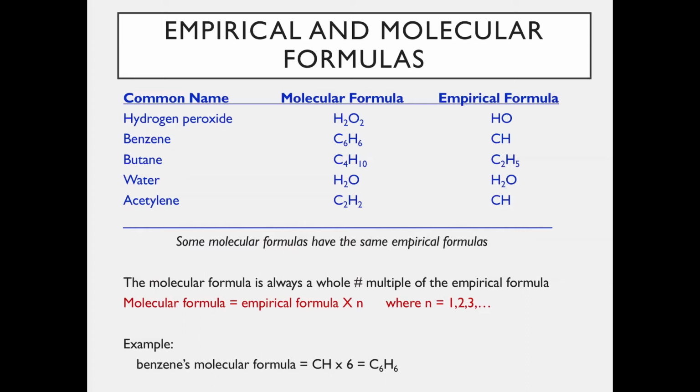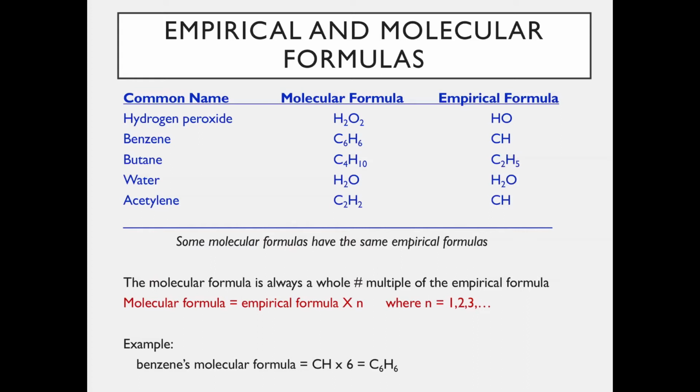The empirical formula will always be the lowest whole number ratio of the elements. So if you look in hydrogen peroxide, there's two hydrogens and two oxygens, so they can both be divided by two. That means our empirical formula will just be this 1-to-1 ratio. For every one hydrogen in that molecule, we have one oxygen. If we look at benzene, C6H6, both of those can be divided by six, so we get CH. Or butane, right, C4H10, both of those can be divided by two, so we get C2H5.